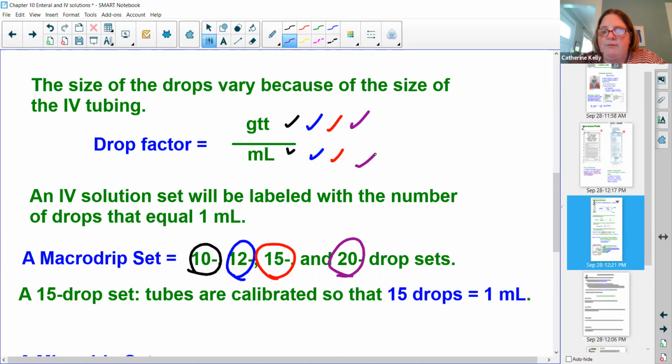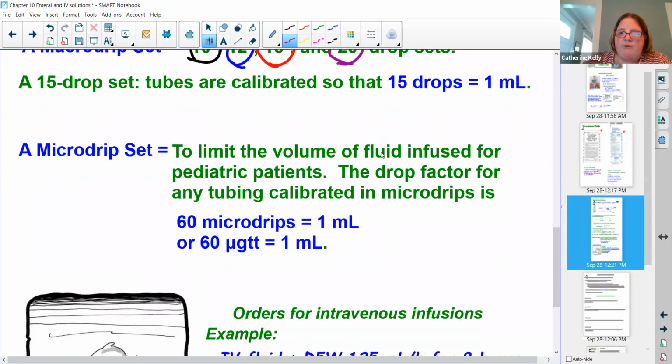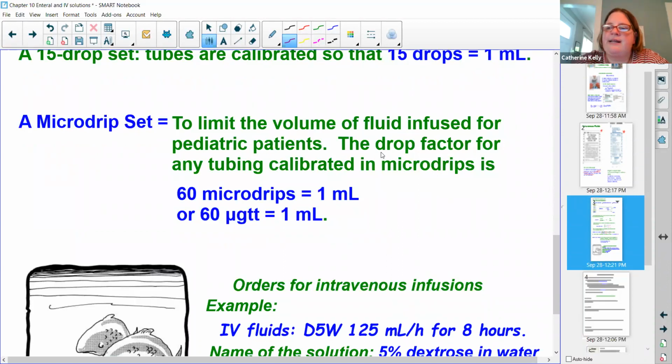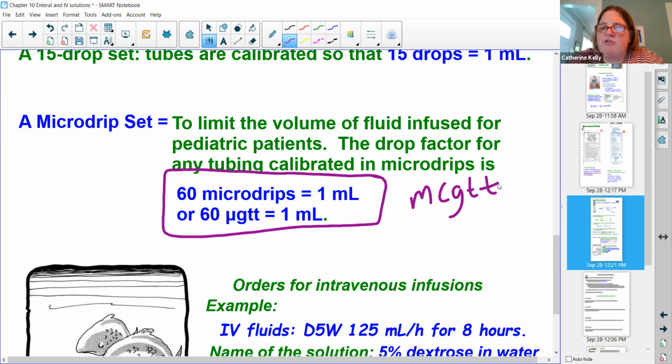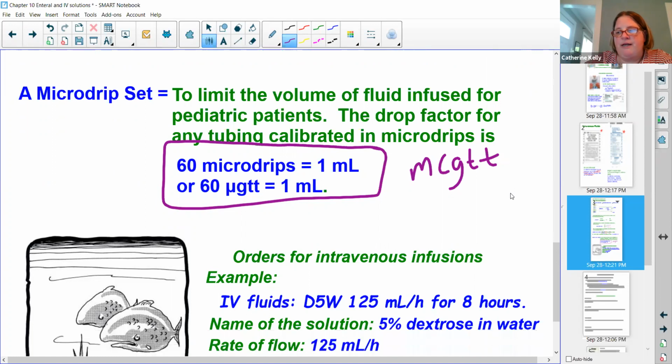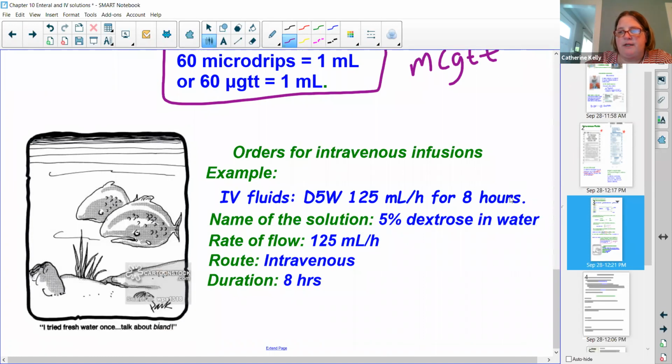An IV solution will be labeled with the number of drops that equal 1 milliliter. So a micro drip set, that's something different. That's something you'll have to know. Maybe you should put that on your conversion chart, because every time you see micro drops, MC GTT, if they're talking just about a microdrop, then it's 60 microdrops per milliliter or 60 GTT per milliliter. They are used to limit the volume of fluid for pediatric patients. The drop factor for any microdrip tubing is 60 microdrops per milliliter.